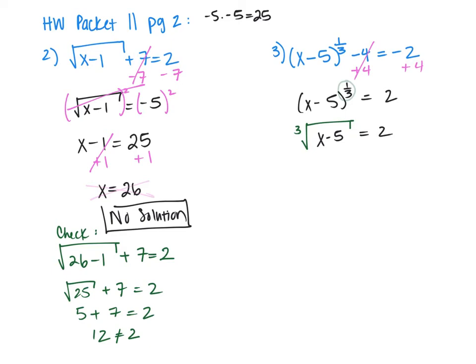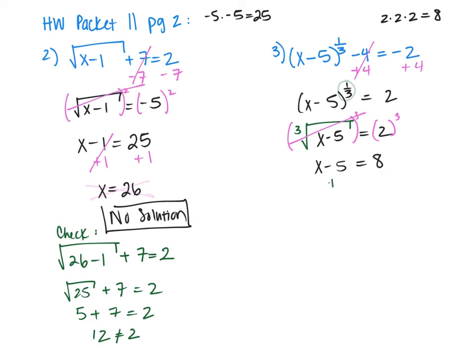So from here, I'm like, oh, this is a cube root. To cancel out a cube root, I need to raise it to the third power, so I have to raise the other side by the third power. Now, I cancel out the roots because those cubes are going to cancel each other out. X minus 5 comes down. 2 to the third power. 2 times 2 times 2 gives me 8. So 2 to the third power is 8.